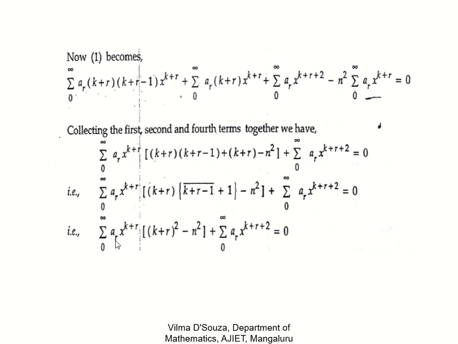That is summation AR x to the power k plus r. This is k plus r minus 1 plus 1. So that is k plus r. So k plus r into k plus r is k plus r whole square minus n square, plus summation AR x to the power k plus r plus 2 is equal to 0.